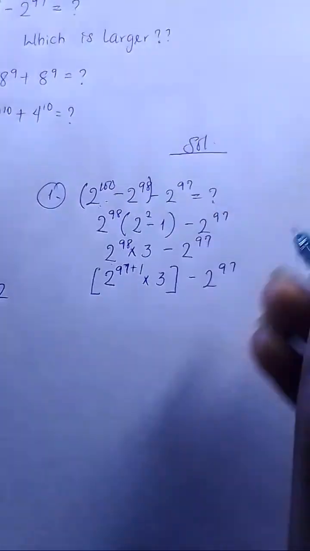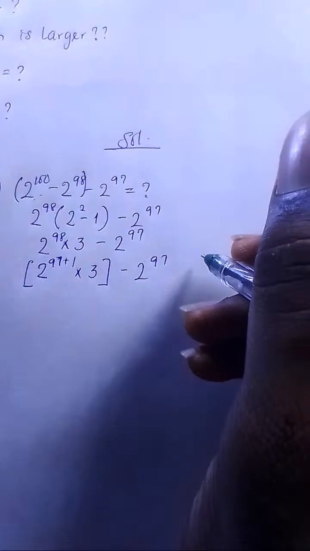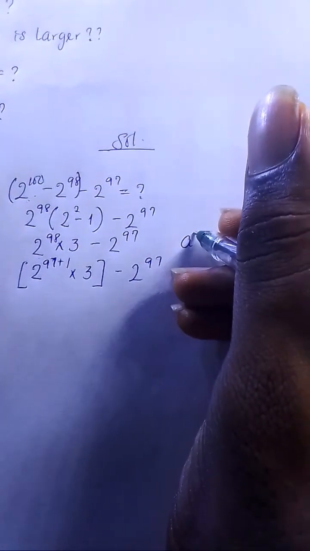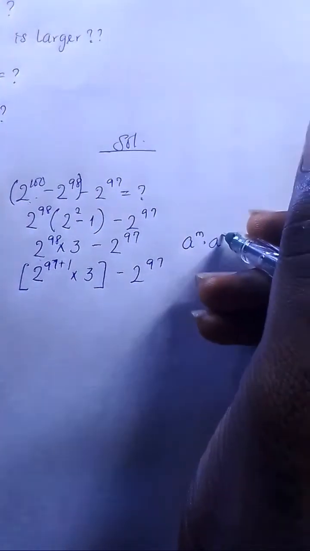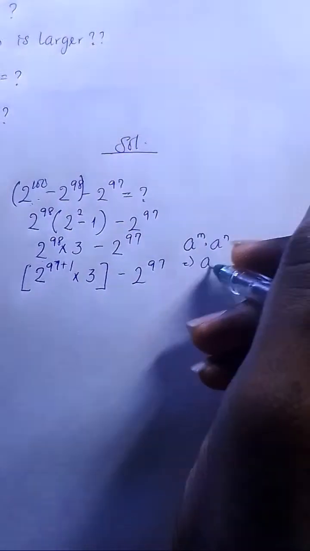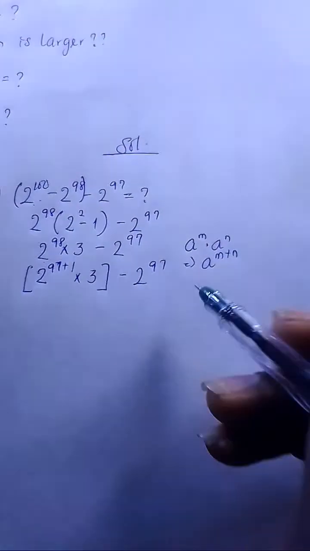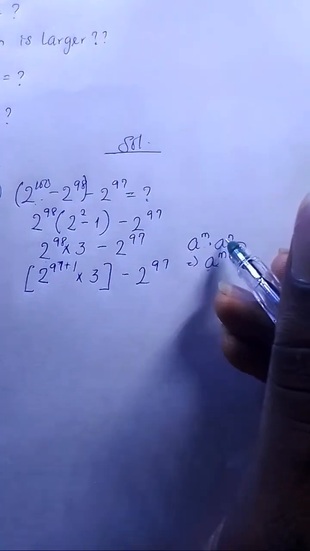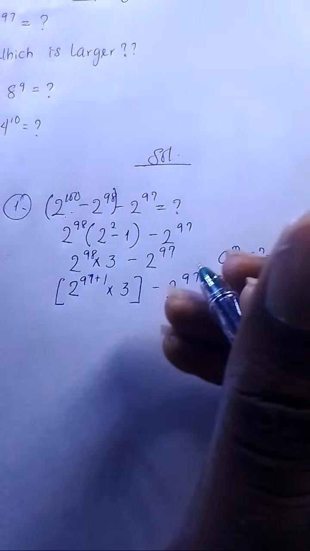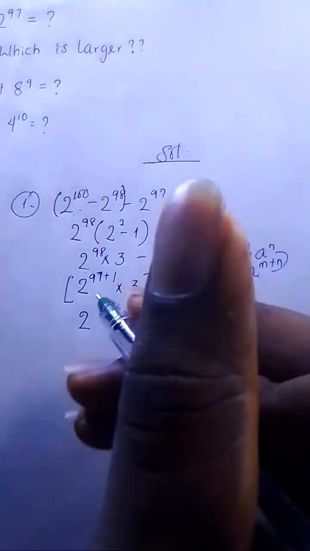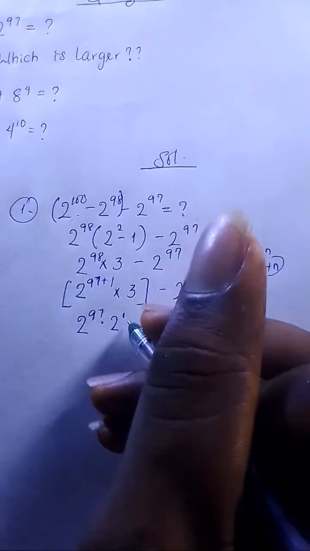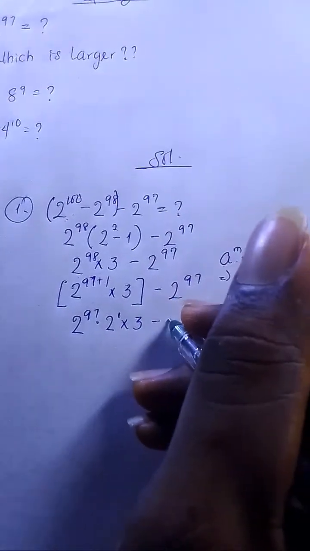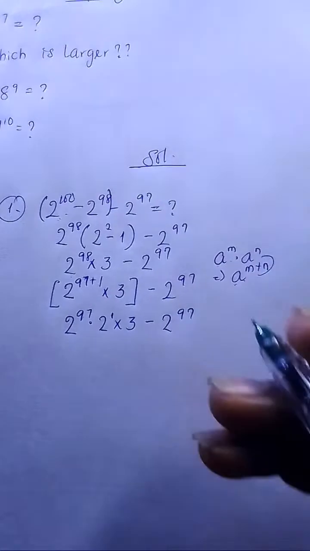So now let's do this. Remember that when we have a raised to the power of m times a raised to the power of n, it gives us a raised to the power of m plus n. Now, if we have a raised to the power of m plus n, we can turn it to a raised to the power of m times a raised to the power of n. So this will now give us 2 raised to the power of 97 times 2 raised to the power of 1 times 3, minus 2 raised to the power of 97.